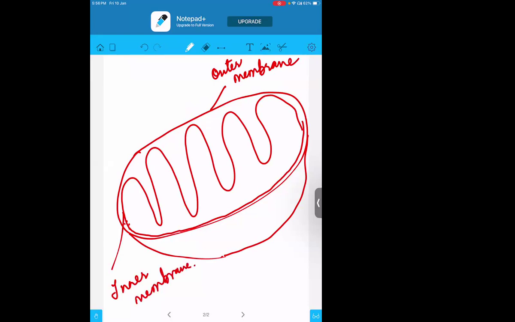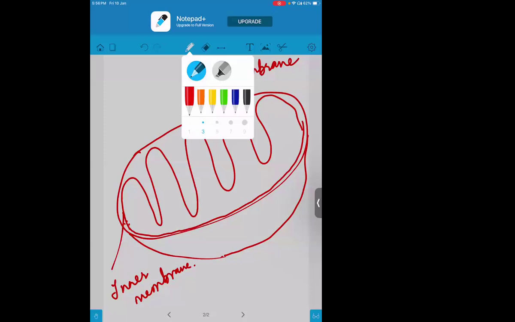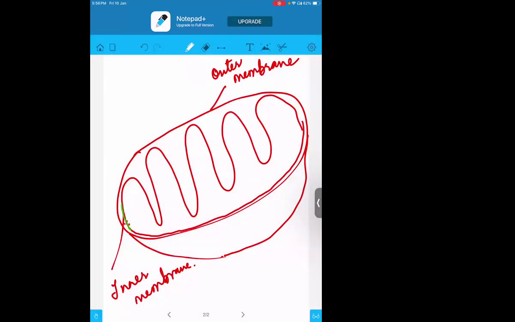Now what happens, as you can see, this inner membrane has some foldings, like here, right? Can you see a finger-like structure inside this? This is basically the inner membrane, which has finger-like projections.